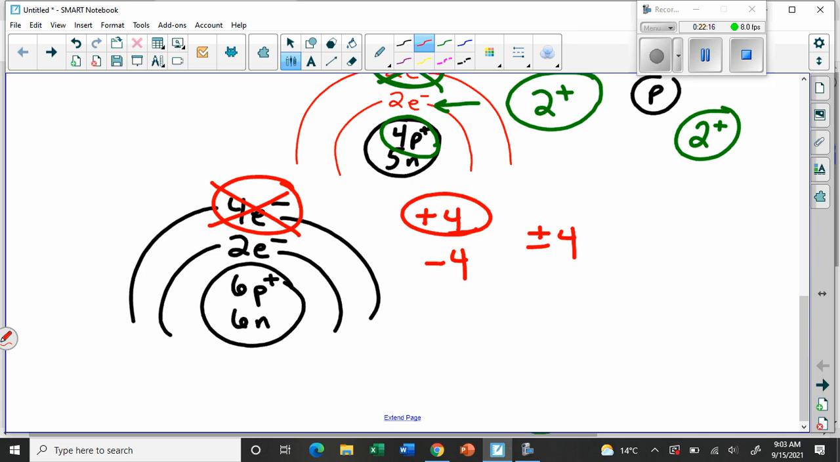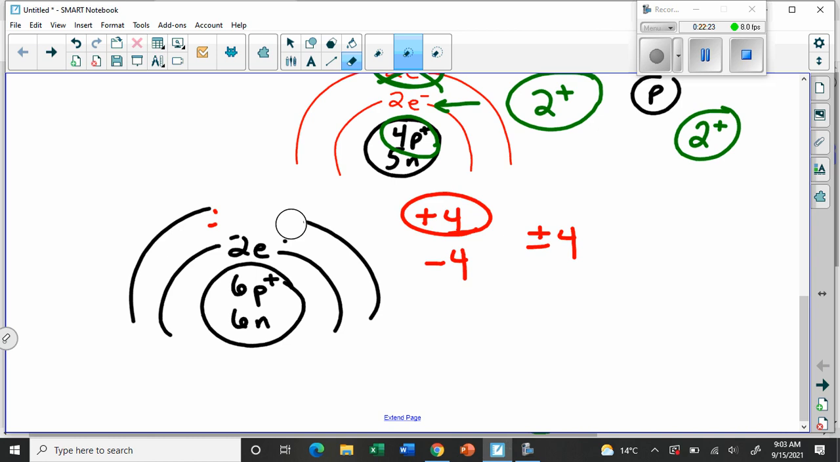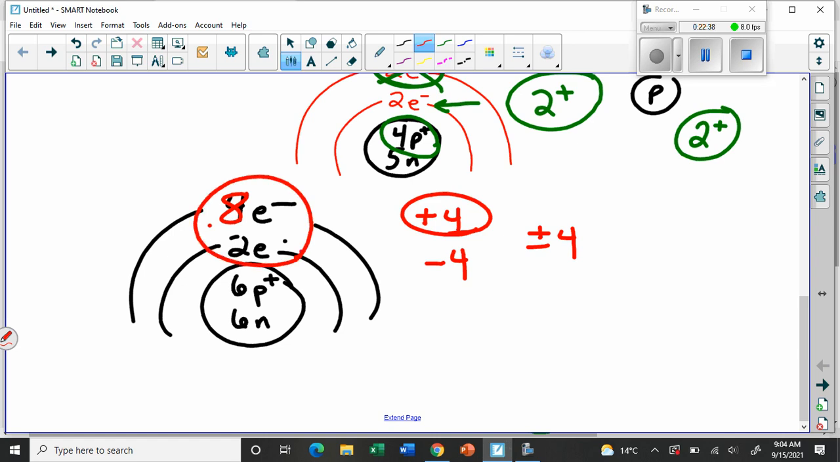He could keep those 4. Let me just see if I can erase. No, I guess not. Let's go this way. He could keep the 4 that he had and try to find 4 more and turn into 8. Well, if you add 8 electrons extra, then you're going to have, look at the numbers here, 8 and 2 is 10, and only 6 pluses, that would be the -4.